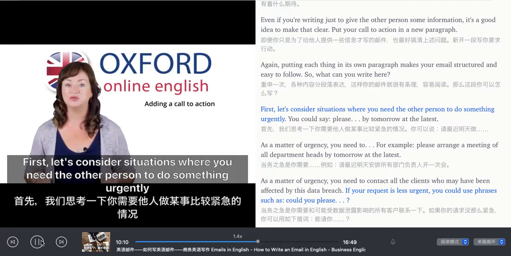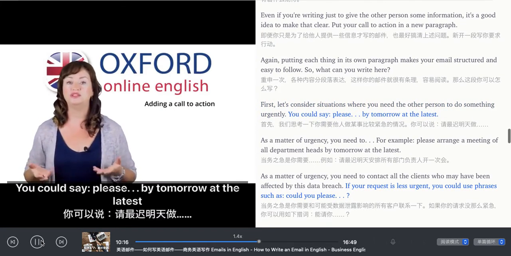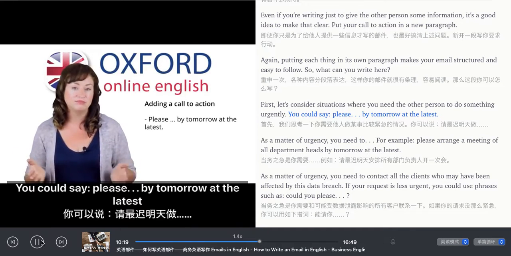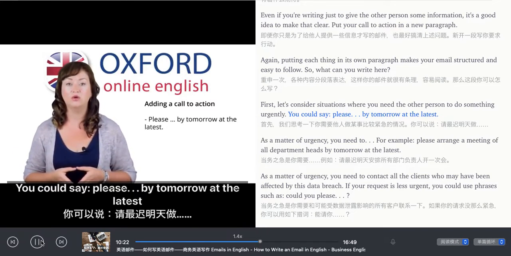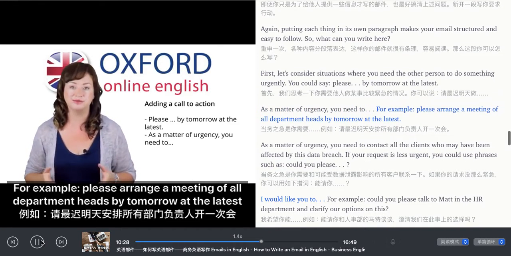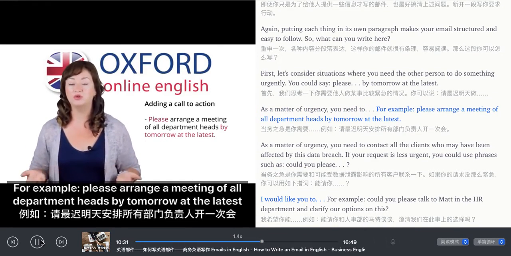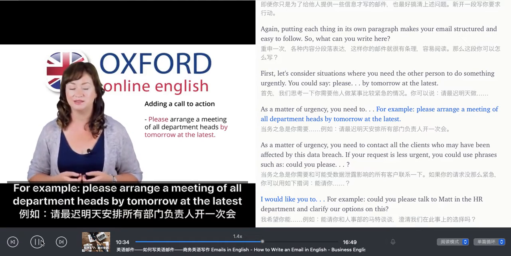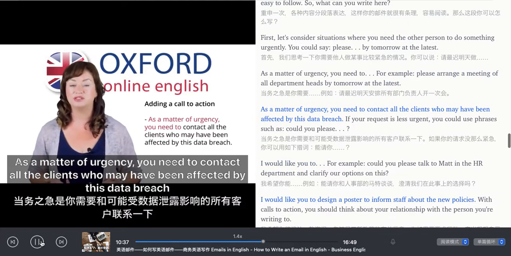First, let's consider situations where you need the other person to do something urgently. You could say, "Please, by tomorrow at the latest," or "As a matter of urgency, you need to..." For example, "Please arrange a meeting of all department heads by tomorrow at the latest." "As a matter of urgency, you need to contact all the clients who may have been affected by this data breach."